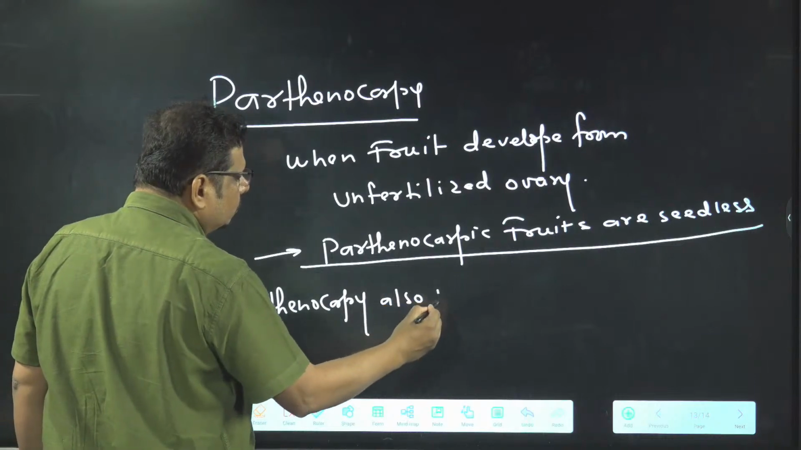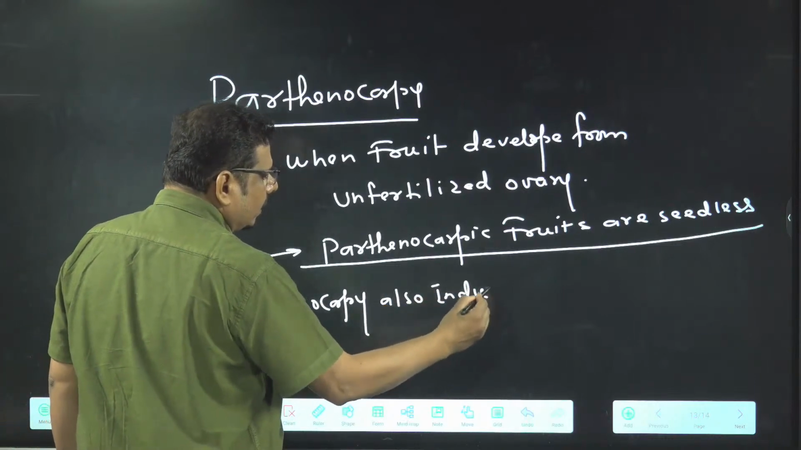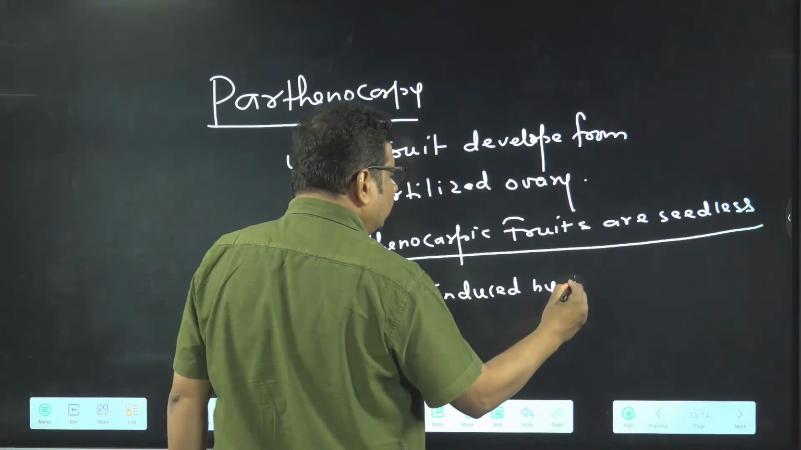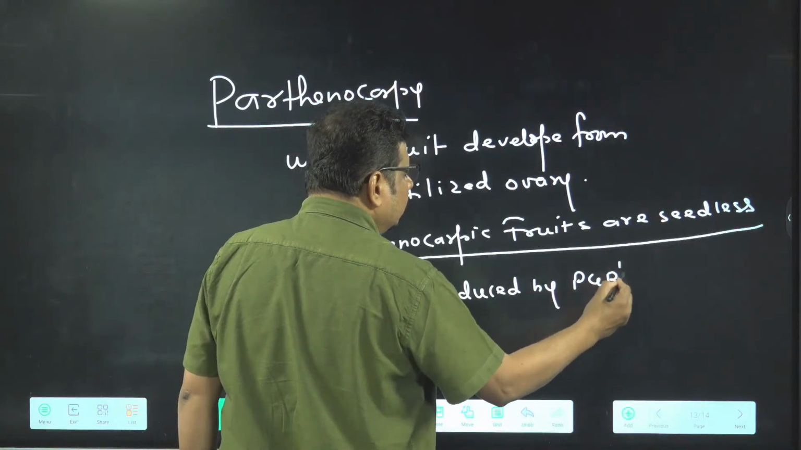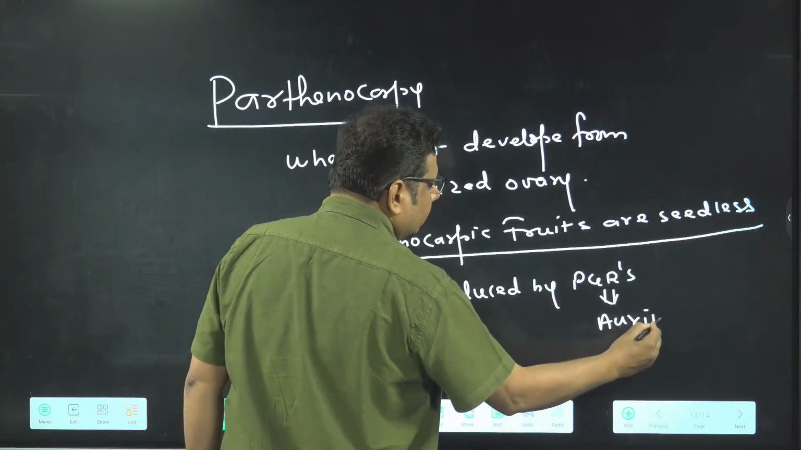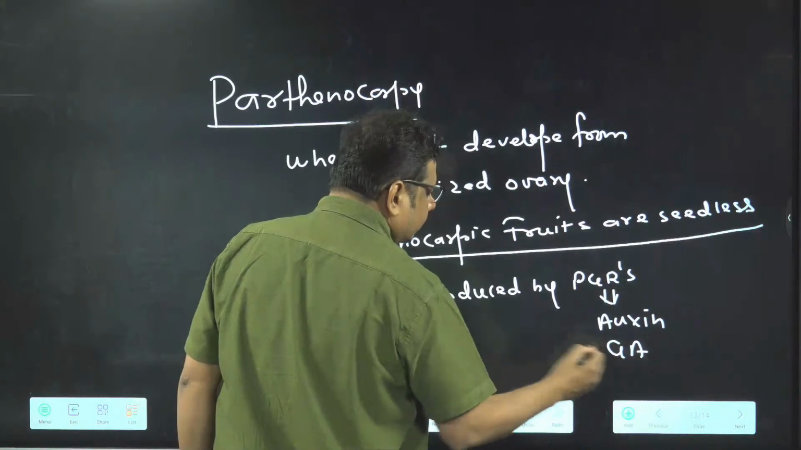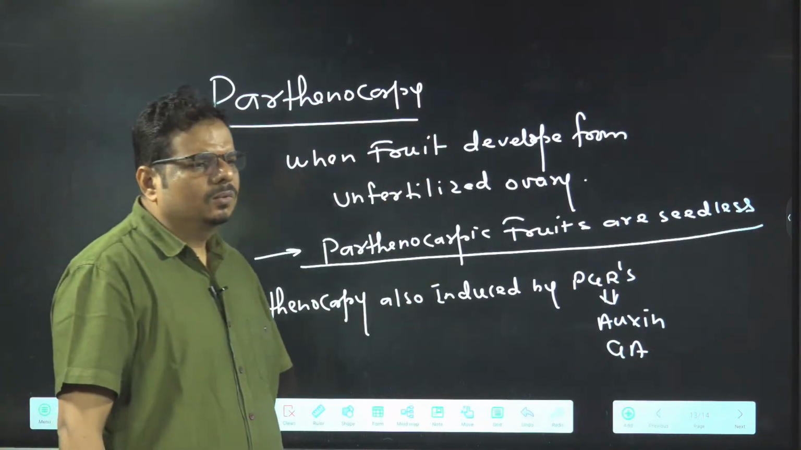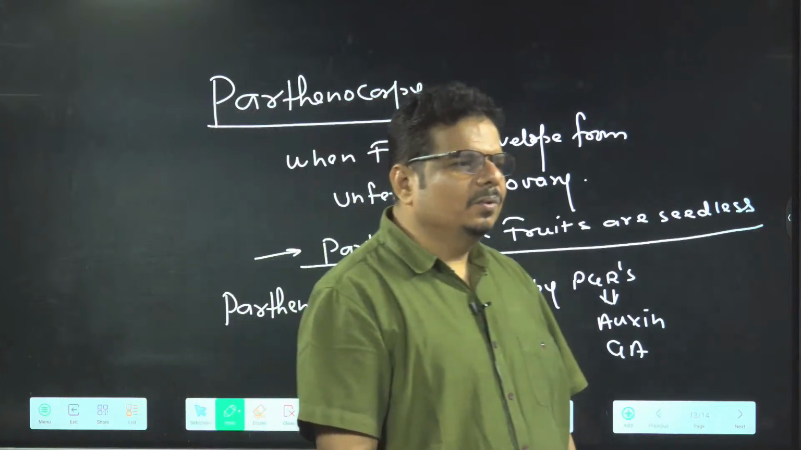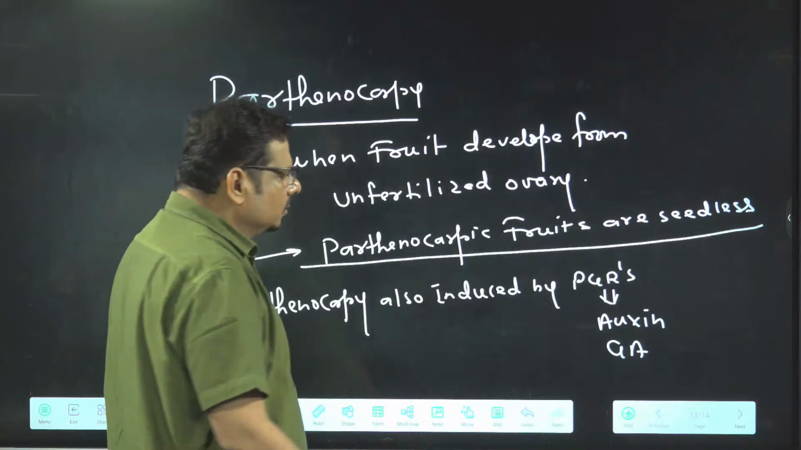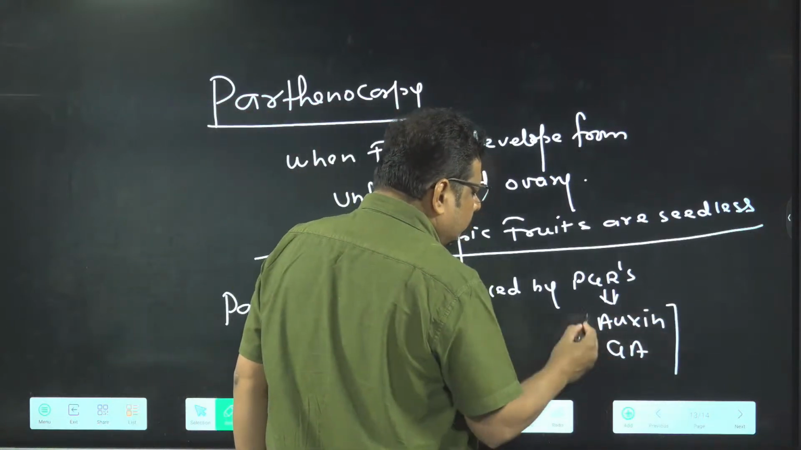So parthenocarpy is also induced by spraying of which one? Plant growth regulators. Which plant growth regulator? Auxin and gibberellic acid. Auxin and gibberellic acid are two plant growth regulators. NCERT wrote mainly auxin, right? In another chapter, right?